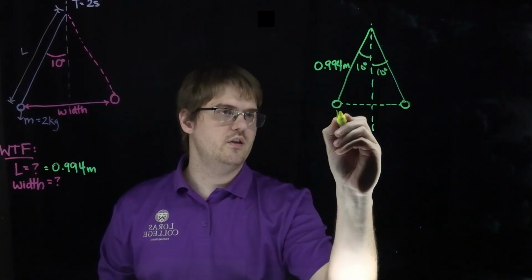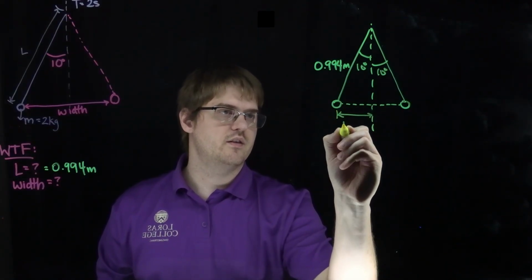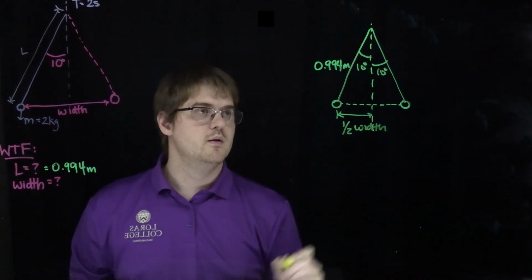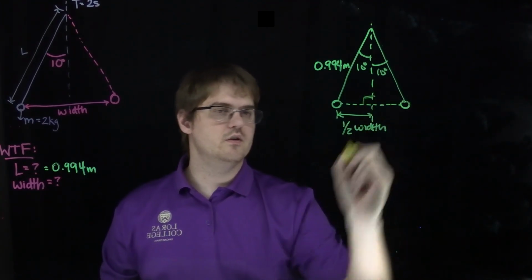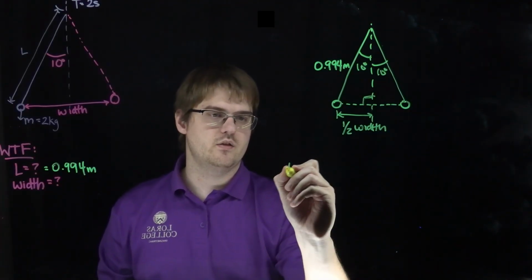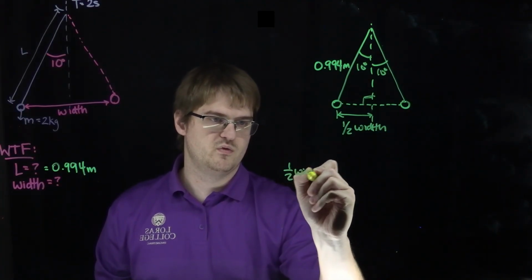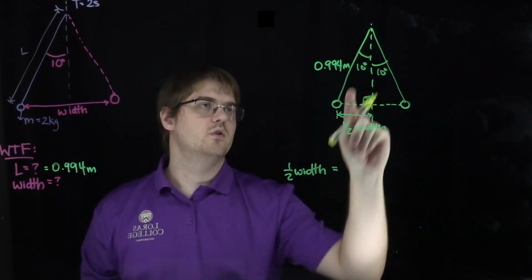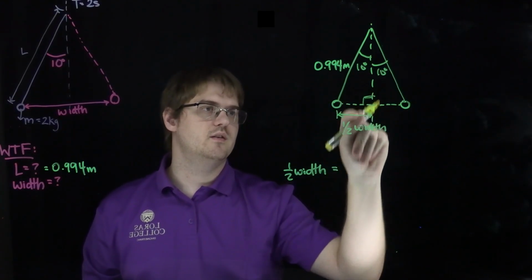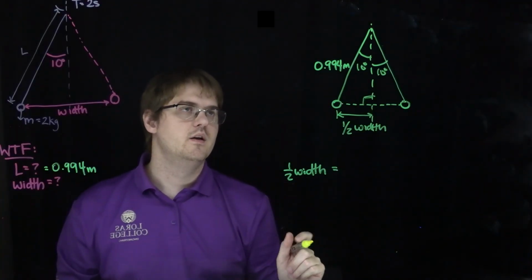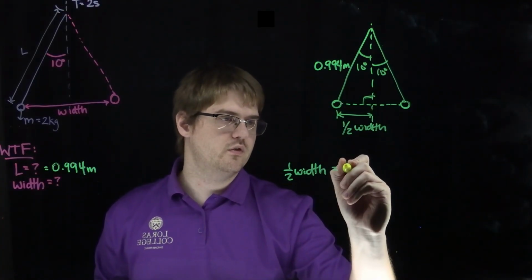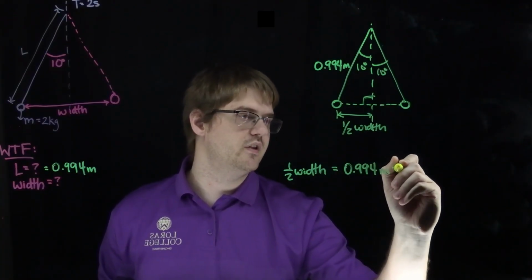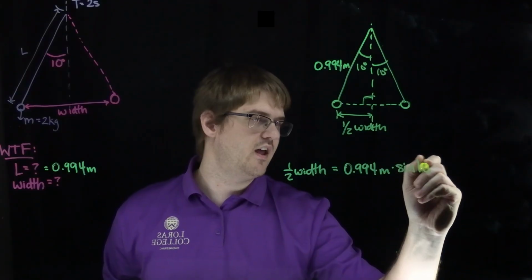So this length here is half of my width, but this is a 90-degree angle, so the sine of 10 degrees is half of the width divided by 0.994 meters. So half of the width is going to be 0.994 meters times the sine of 10 degrees.